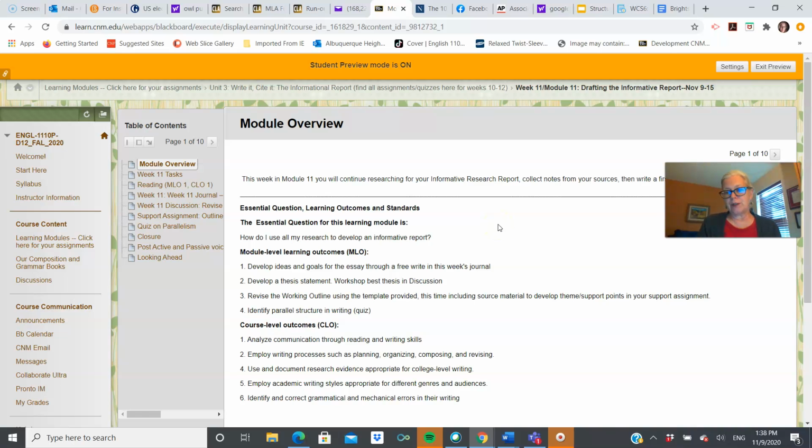This week, we're going to start by brainstorming with a free write. We're going to move to a thesis statement workshop. And then we're going to develop our outlines for our reports. Our report draft is due next week. We're going to have a writer's workshop next week.